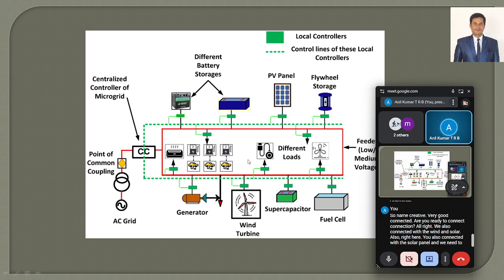See, what is connected here? They have the integration of solar panel and wind, and also we have the connection with the batteries. Understood? So these are local controllers. You have controllers with you. When switching has to happen, we have to monitor under the control strategies of these microgrids.